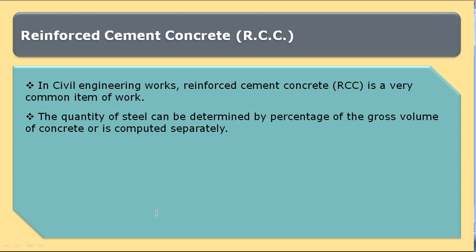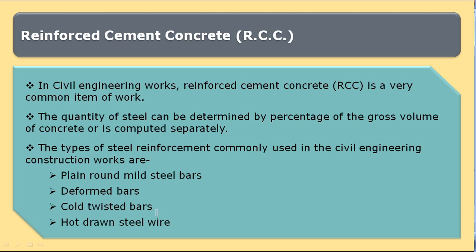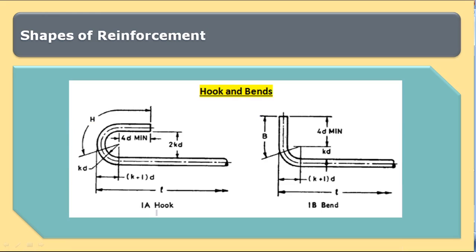The various types of steel reinforcement commonly used in civil engineering construction works are plain round mild steel bars, deformed bars, cold twisted bars, and hot drawn steel wires. The various shapes of reinforcement commonly observed in any civil engineering structure are first hook and bends. Hook is a U shape provided in a steel reinforcement for anchorage or proper bonding, whereas bend is of L shape provided at the end of the straight bar or at the curved bar.